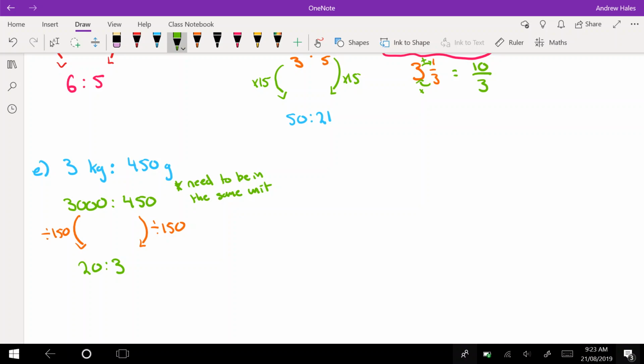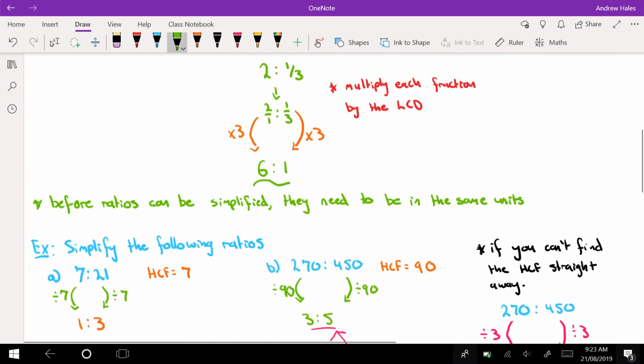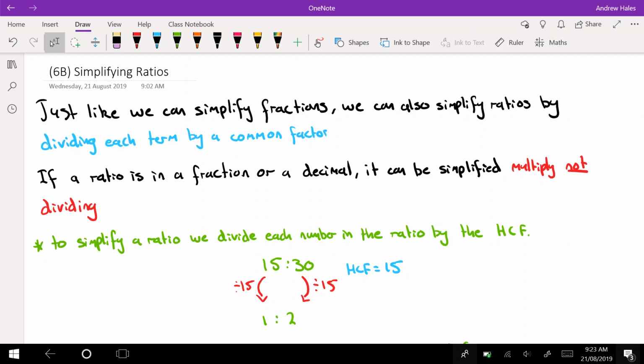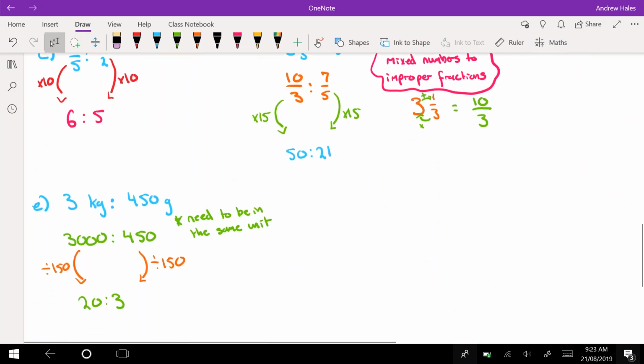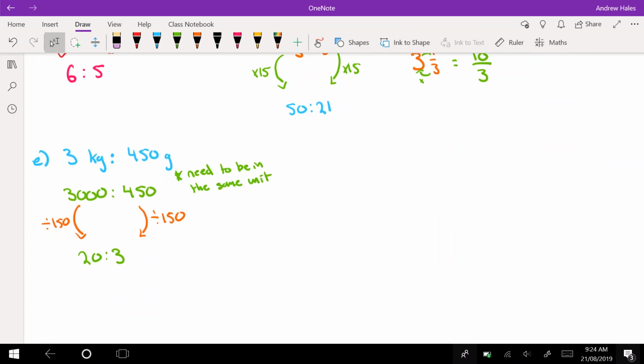And that, guys, is the complete lesson today. We talked about simplifying ratios. We talked about, to simplify a ratio, you divide each term by a common factor. If it's in a fraction or a decimal, we have to multiply, not divide. And then there are our rules and our examples. So you guys are going to be more than well prepared to do this exercise.